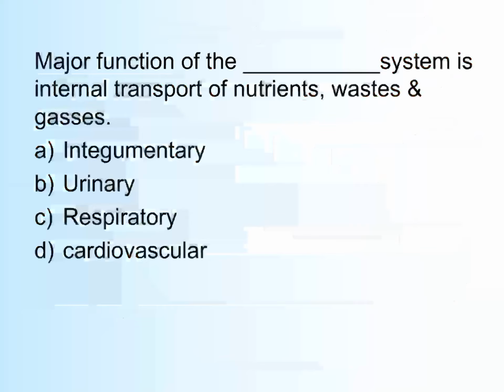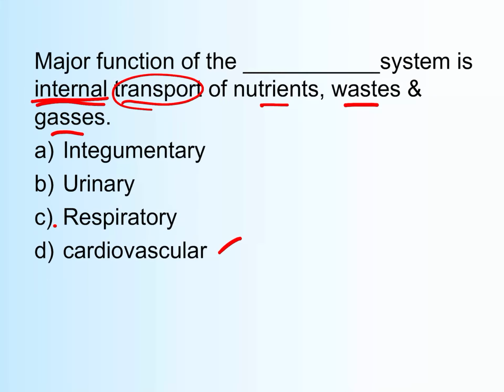It is going to be the cardiovascular system. Now, this might surprise you because we're transporting things around our body, and a lot of people look at gases and they automatically say respiratory system, but that's not correct because the respiratory system does not contend with nutrients or wastes. And this is also internal transport, so we're moving around inside of our body different substances, nutrients, wastes, and gases. So that's the cardiovascular system.